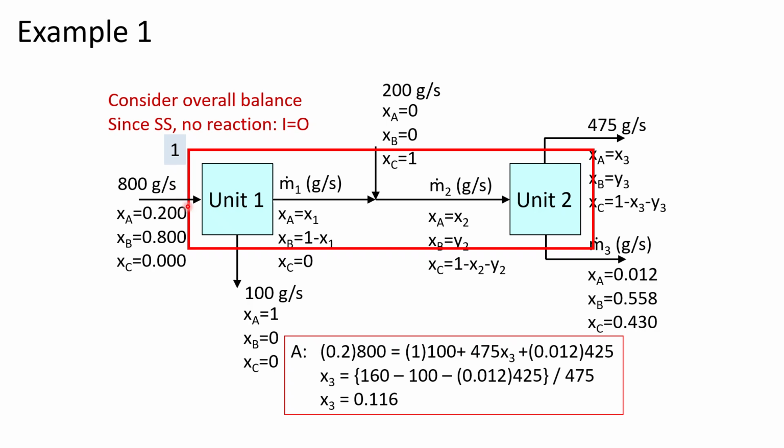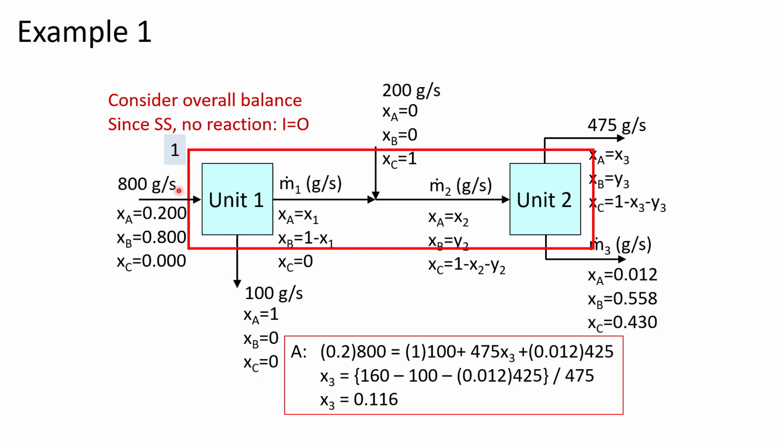So let's start off here with this input to unit 1. In order to calculate the flow rate of A in this stream coming in here, we look below the arrow to determine the mass fraction of A, which is 0.2. We take that and multiply by the total flow rate, which is above the arrow, a value of 800. That product of the mass fraction of A times the total flow rate gives us the flow rate of A. So if you see down here in our balance, we have 0.2 times 800, which is the flow rate of the stream entering into unit 1. That gives us the flow rate of A entering.